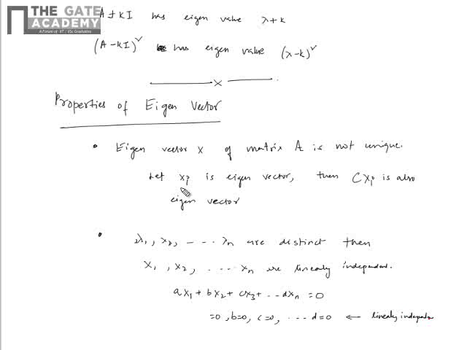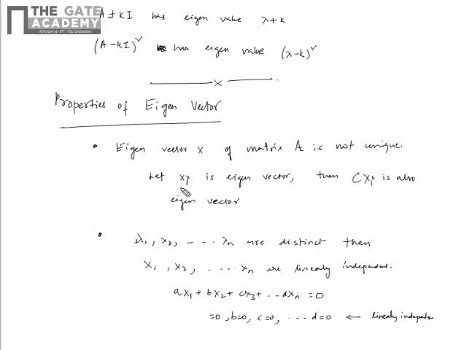So that is one important property for the eigenvectors. If a linear combination of vectors can be equal to 0 only when the multiplying factors are also 0, then the vectors are called linearly independent. This we have seen earlier.